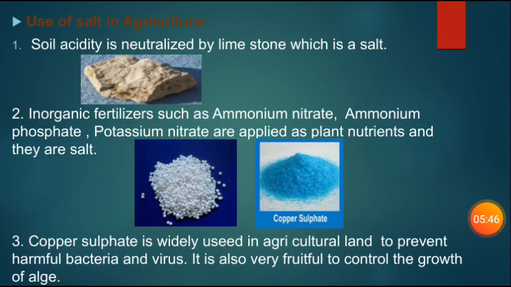Number 2, inorganic fertilizers such as ammonium nitrate, ammonium phosphate, potassium nitrate are applied as plant nutrients and they are salts. The first picture is ammonium nitrate and the second one is copper sulfate. Copper sulfate is widely used in agricultural land to prevent harmful bacteria and virus. It's a very important MCQ that copper sulfate is widely used to prevent harmful bacteria and virus. It is also very fruitful to control the growth of algae.